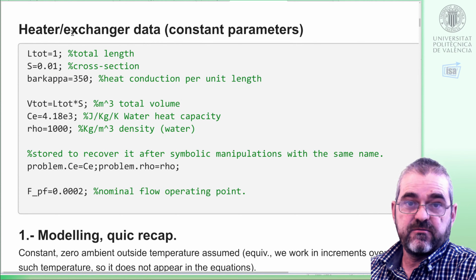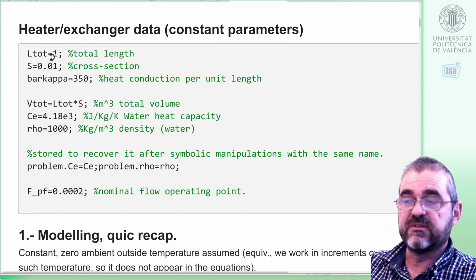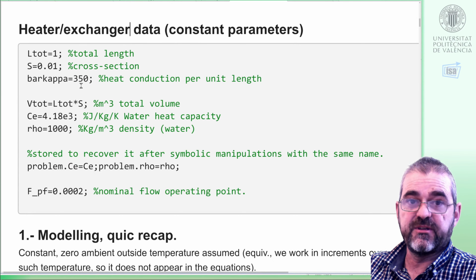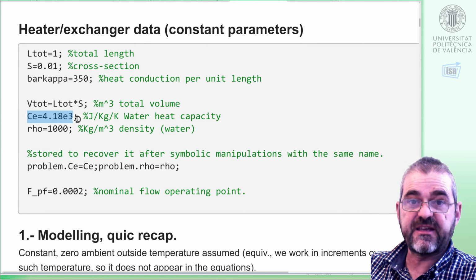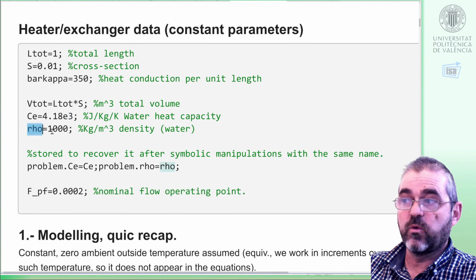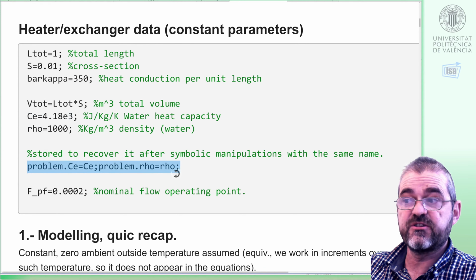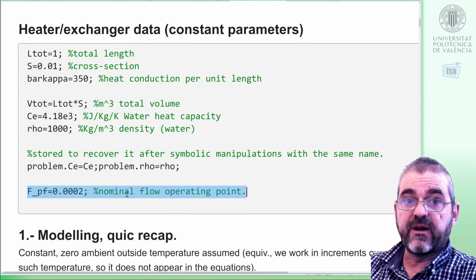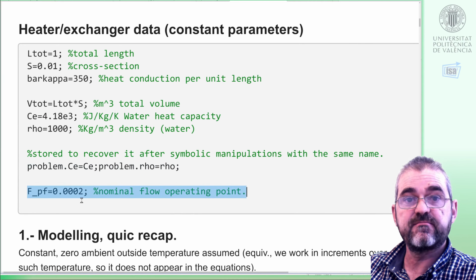Our tubular heater or tubular heat exchanger will have the data that are shown here: total length, cross-section, bar kappa will be the heat conduction losses per unit length. Here we have the volume. C will denote the specific heat capacity. It will just be water, and rho, fluid density, also water. And we'll store them here for later numerical simulation, because for the moment, we will use rho and C as symbolic variables in our manipulations. Some models require a nominal flow operating point, and we'll set that to 0.2 liters per second.